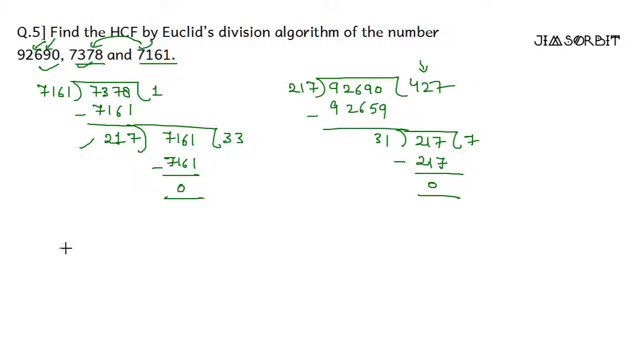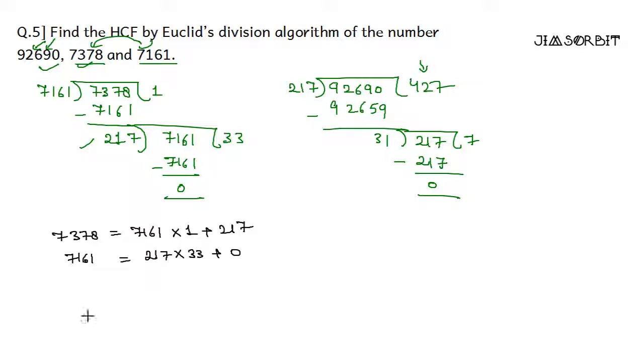Extremely easy. You start with the first one with the lemma. So 7378 will be like 7161 multiplied by 1 plus 217. Then you copy this 7161. Your 217 is your new divisor, multiplied by 33 and 0 is the remainder. It is the SCF in the first case, but that is not our answer.